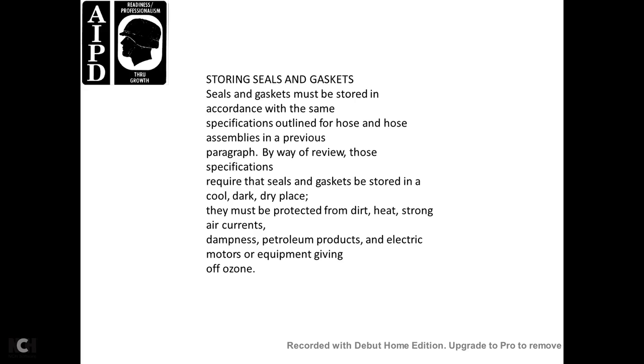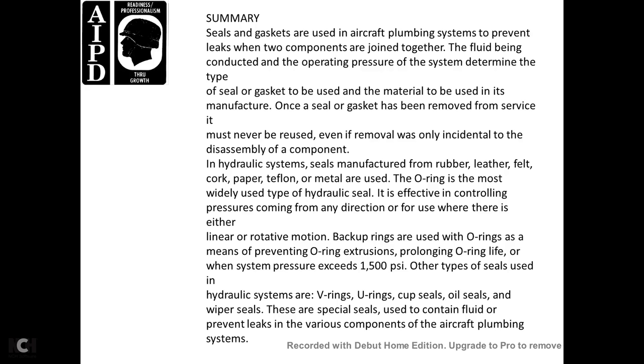Seals and gaskets must be stored in accordance with the specifications outlined for hoses and hose assemblies in the previous paragraph. By way of review, the specification requires seals and gaskets to be stored in a cool, dark, dry place. They must be protected from dirt, heat, strong air currents, dampness, petroleum products, and electrical motors and equipment that give off ozone. Summary. Seals and gaskets are used in the aircraft plumbing system to prevent leakage where two components join together.